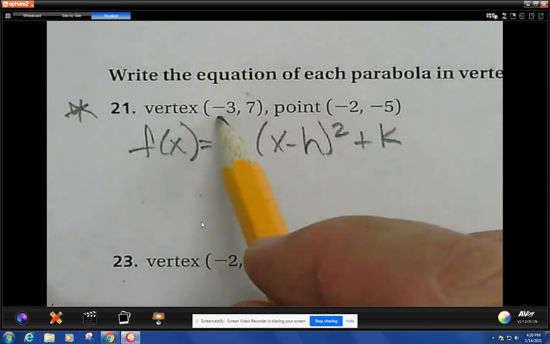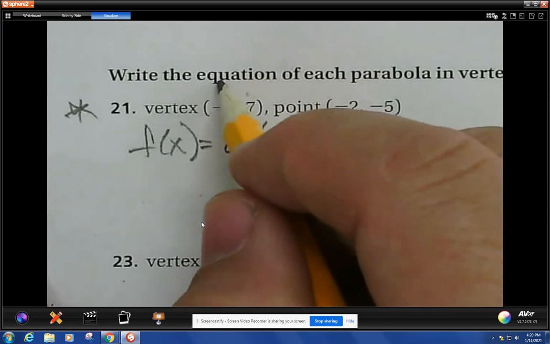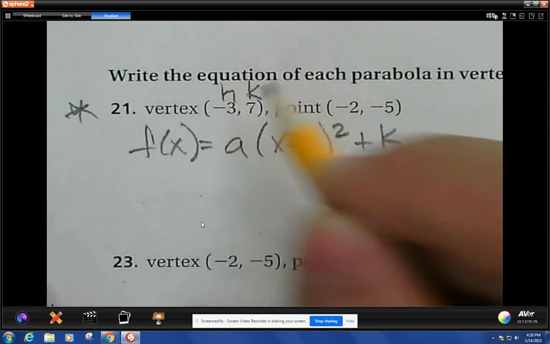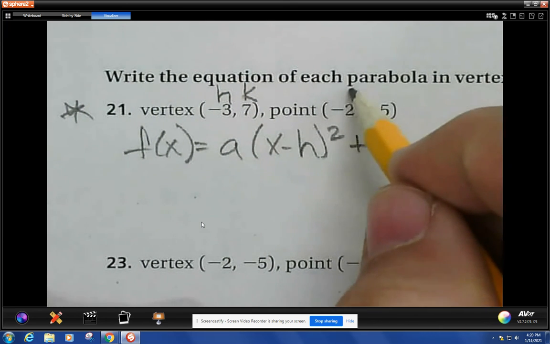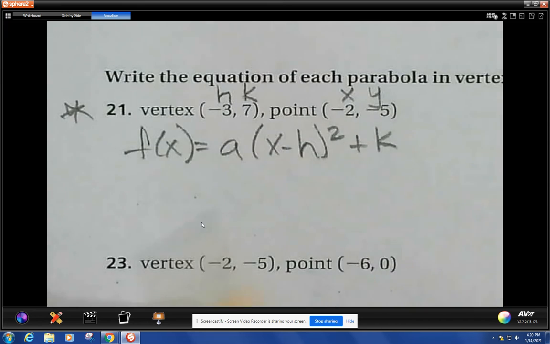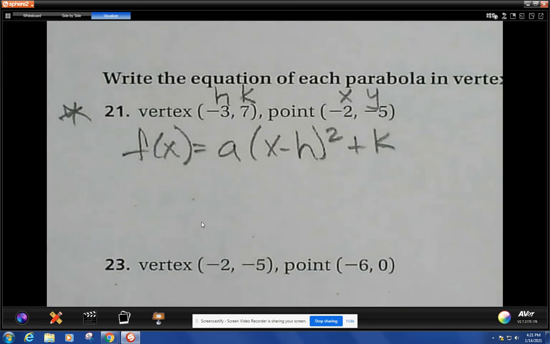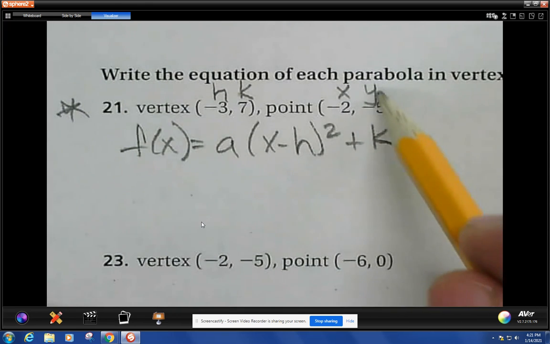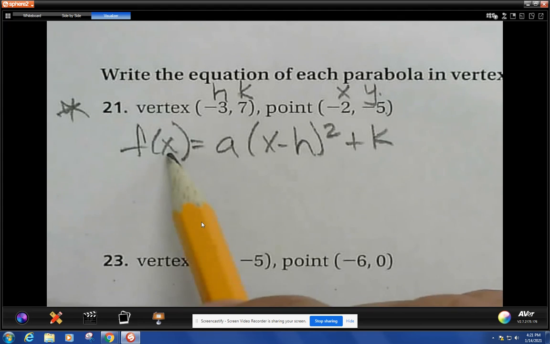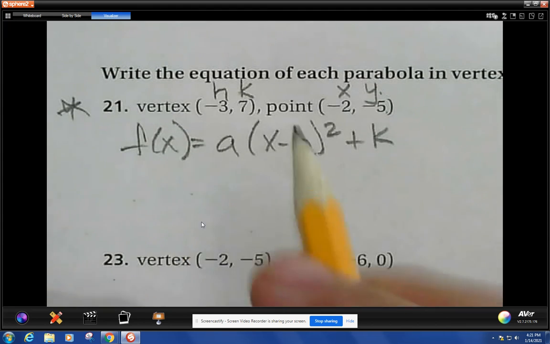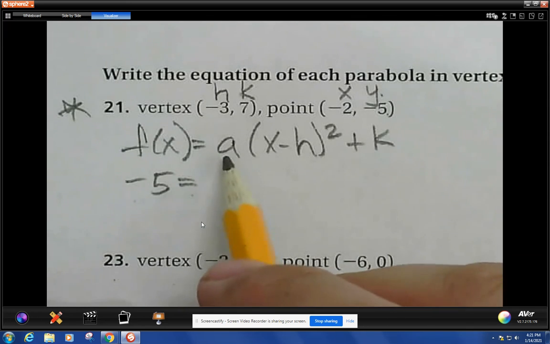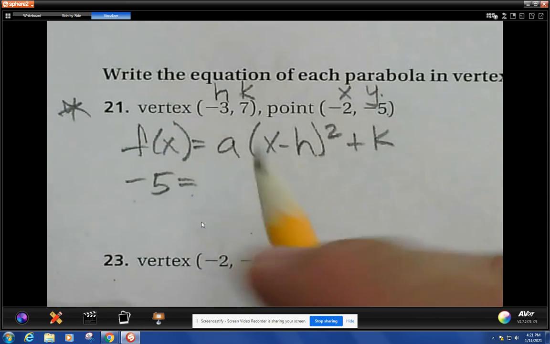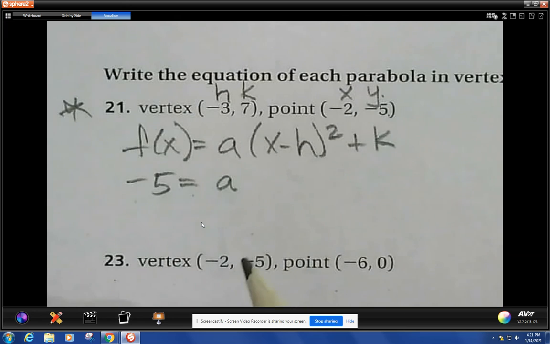Notice here, our vertex, we said that this point is h, and this point is k. And this point is an xy coordinate, so I could go ahead and label those as x and y. Now I can begin to put in the information that I've been given. You notice my y coordinate is -5. We said that f of x is the same thing as y, so I could put a -5 right there, okay? My a, I don't really know. There's nothing up here that identifies a, so I'm going to leave that as it is, a.